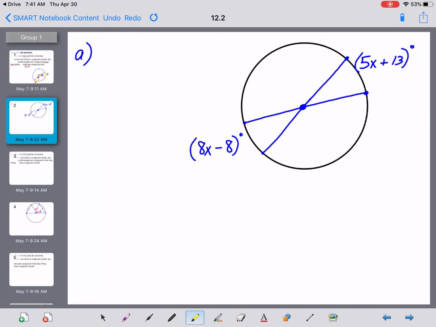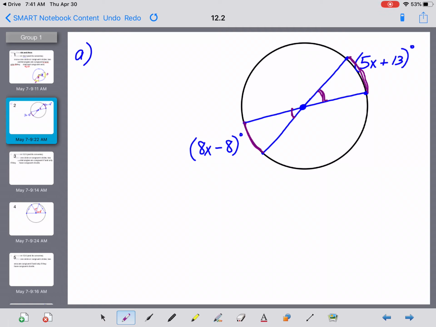Okay, so the theorem we just talked about said that you're going to have two arcs that will be congruent only if their central angles are congruent. Well, the two central angles that define these arcs, let's take a look. Here's the 5x plus 13 degree arc. That's intercepted or defined by this central angle right here. And the 8x minus 8 degree arc over here on the bottom left is defined by this angle here.